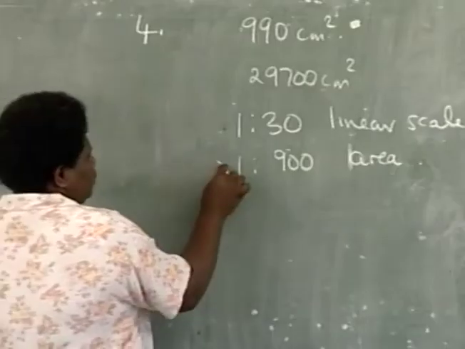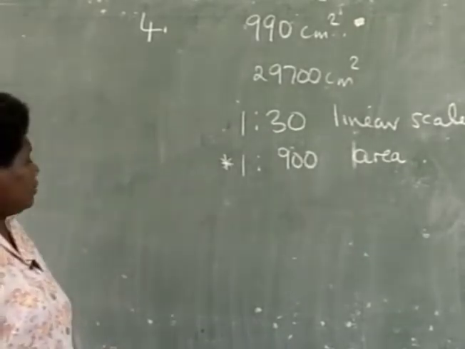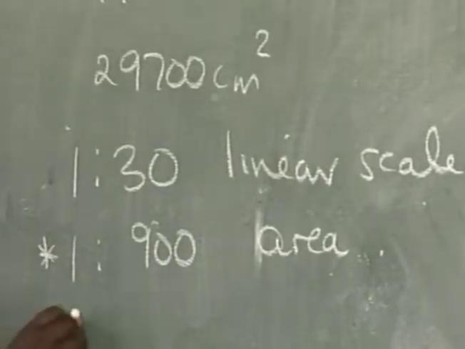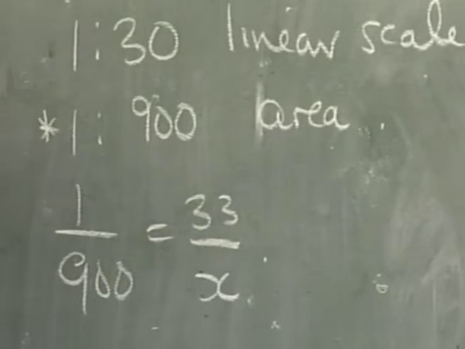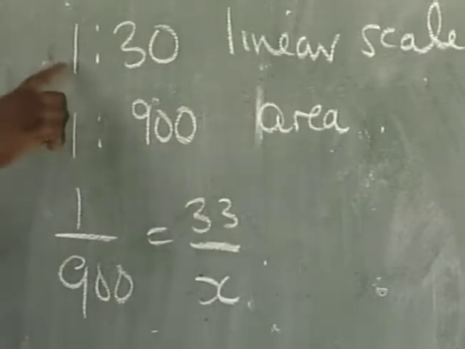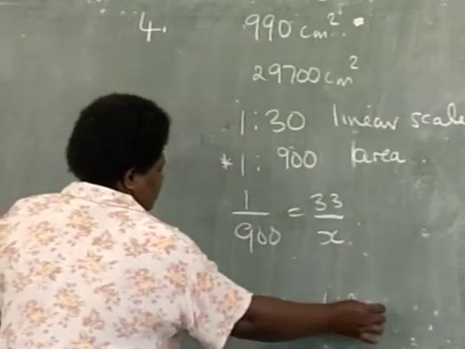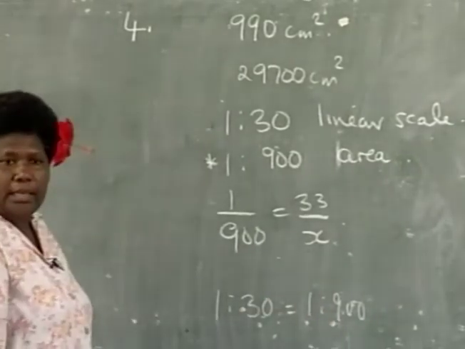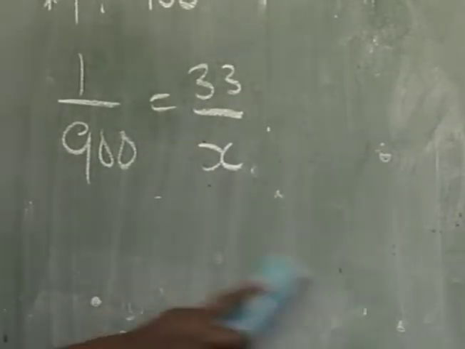So you're supposed to use this one. 1:900 is equal to 33 square centimeters over x. So 1/900 equals 33 on x. You all agree? Okay, another thing, please. If you have this 1:30, don't make it equal to 1:900, because this is the ratio of the length, the linear scale, and this one will be the ratio of their areas. Because when you square them, then they are equal, but like that, they are not. So make sure you write it down correctly.